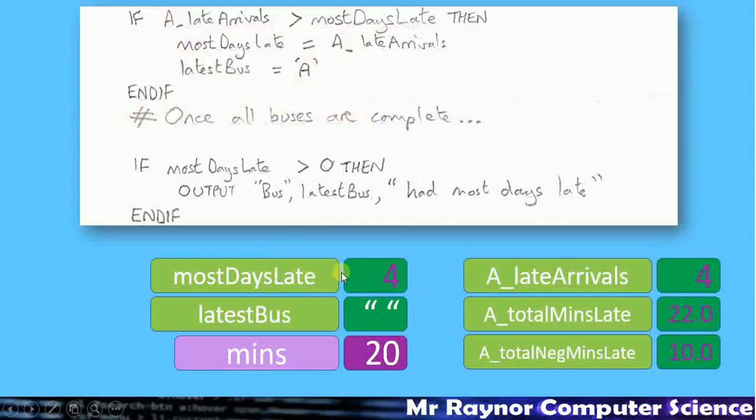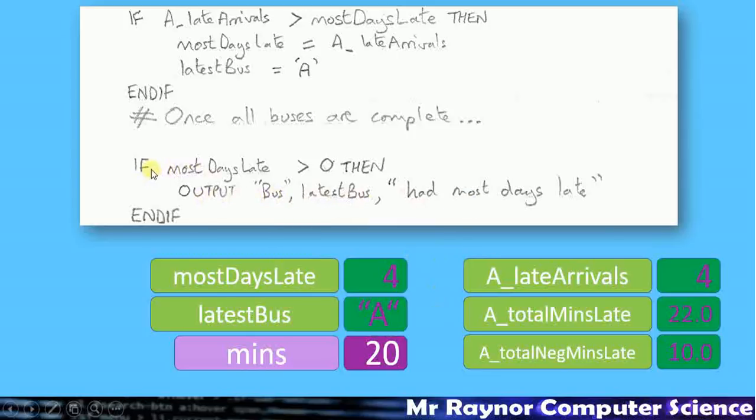So at the point of doing A, the most days late so far is 4, and the latest bus is A. But that will change as you go through the process, because I think there are later buses than A in there. Okay, and finally we want to output which bus had the most days late.